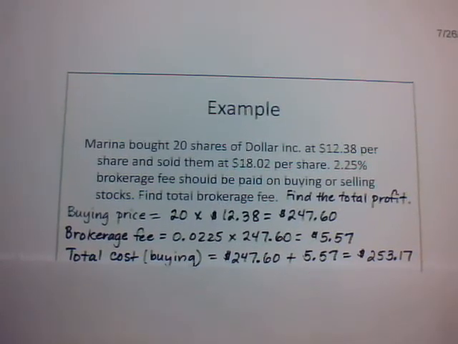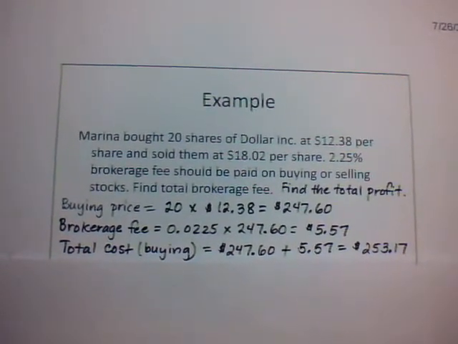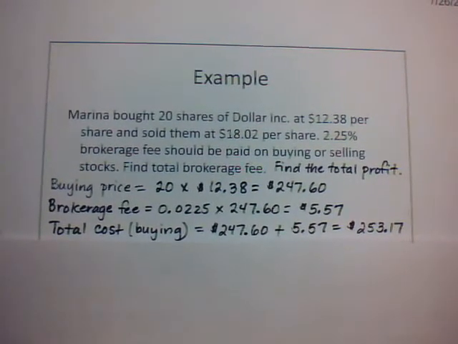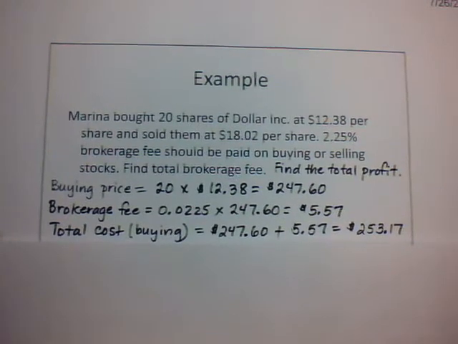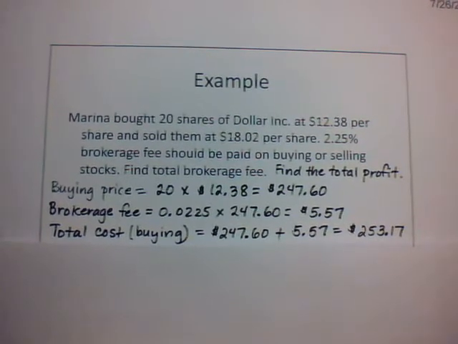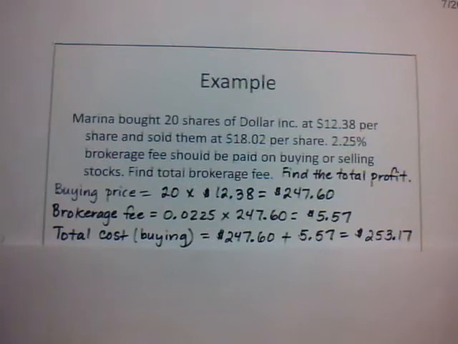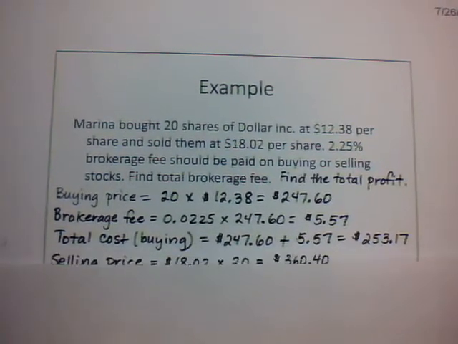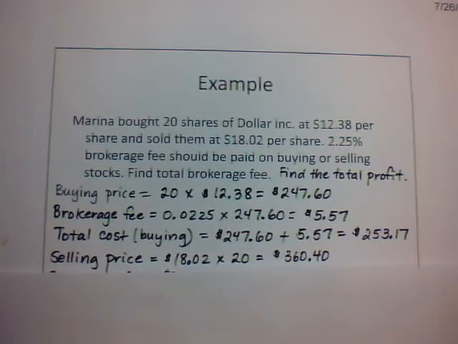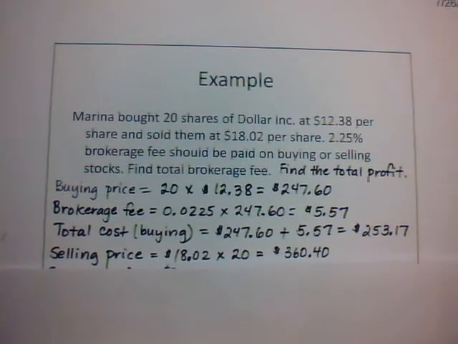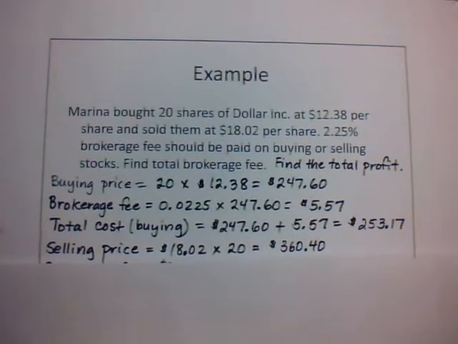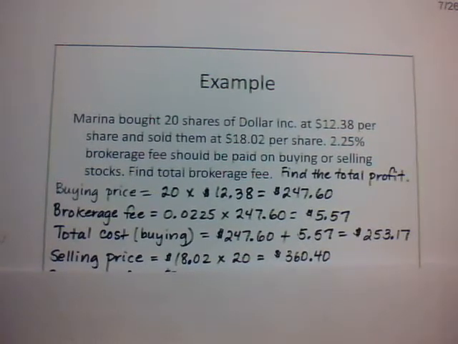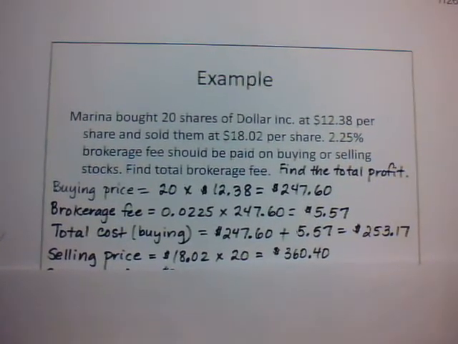And then for the total cost, you'll just add the brokerage fee to the buying price. So $247.60 plus the $5.57 will give you $253.17. So that's the total cost, or the buying cost, for those 20 shares. All right, next she sold those stocks at $18.02 per share. So here, $18.02, we're going to multiply that by the 20 shares that she sold. So she sold them at a total of $360.40.